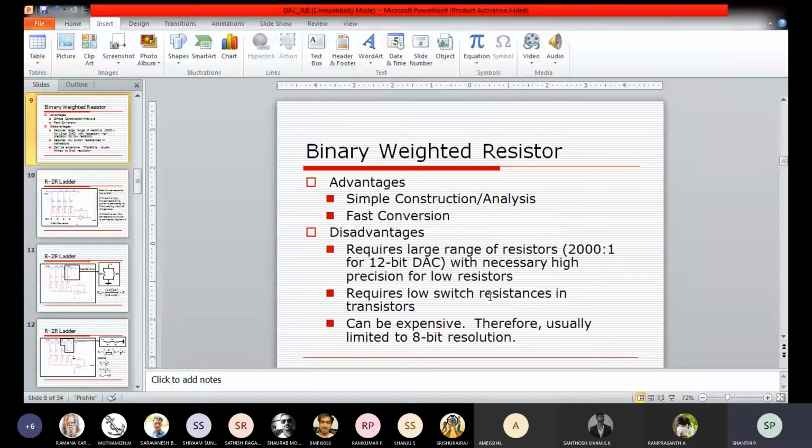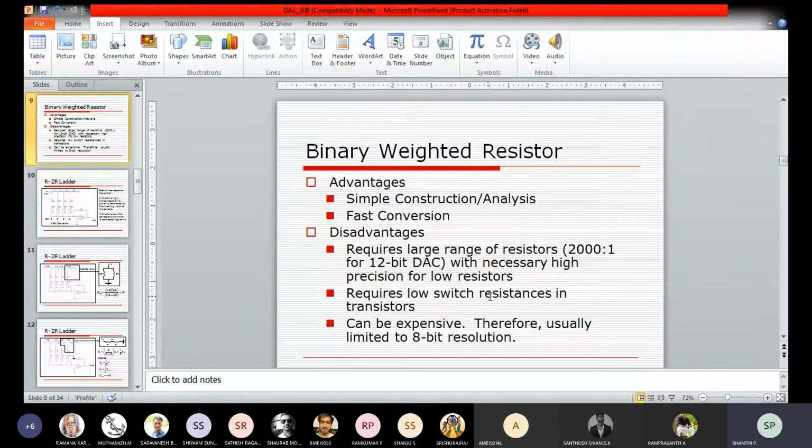What are the advantages? Simple construction and analysis, and fast conversion using operational amplifiers. What are the disadvantages? A large range of resistors: maybe 2000R resistance we have to utilize, which is a very high resistance value. As resistance increases, the output signal is also greatly reduced and eventually it will be disconnected. So that is a disadvantage of binary weighted resistors.